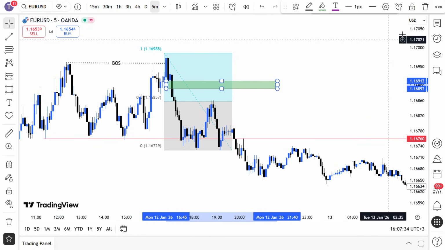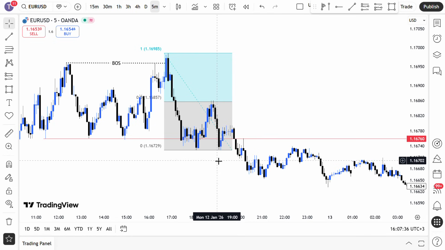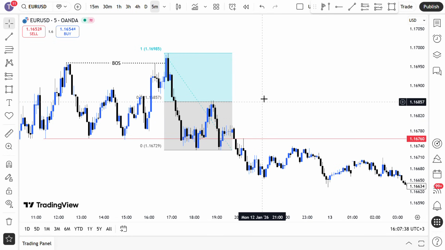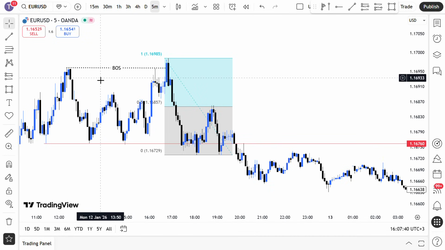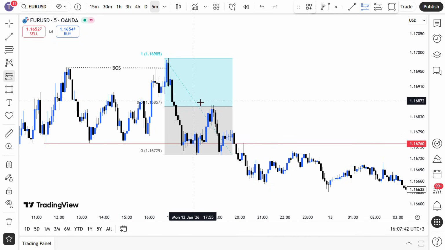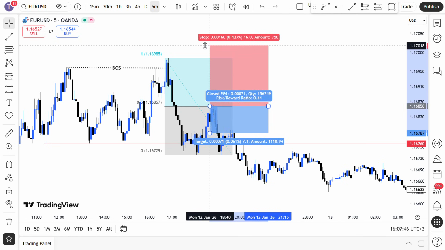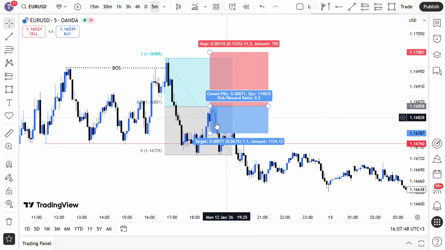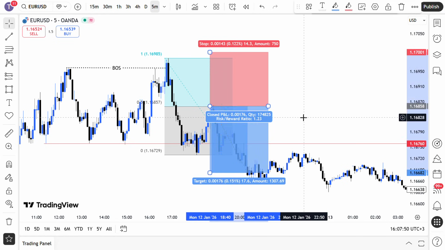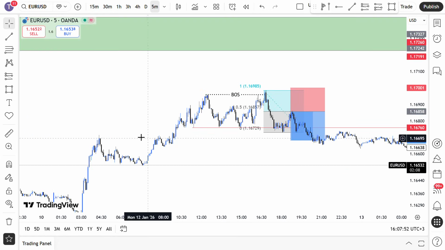So if you could have used that opportunity to have the entry from the 50% level, you can see how good this trade can be. So if someone has an entry from that area, stop loss above this high, and then the profit at a 1:3 risk reward ratio.